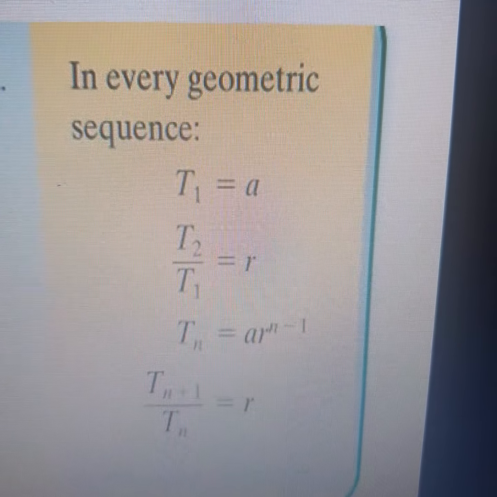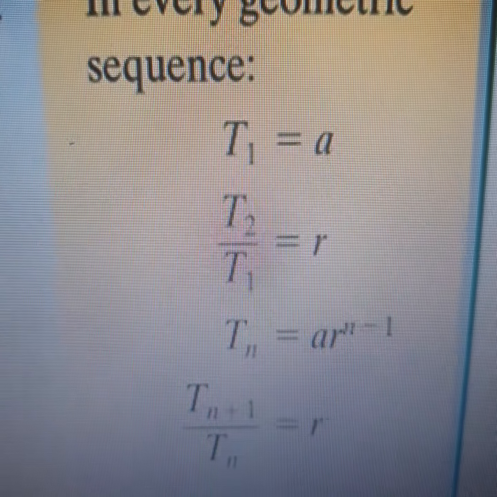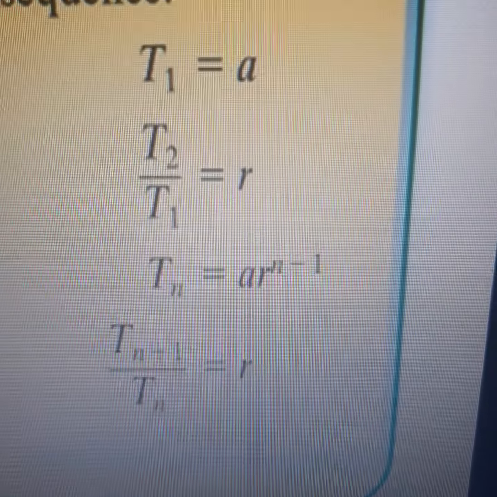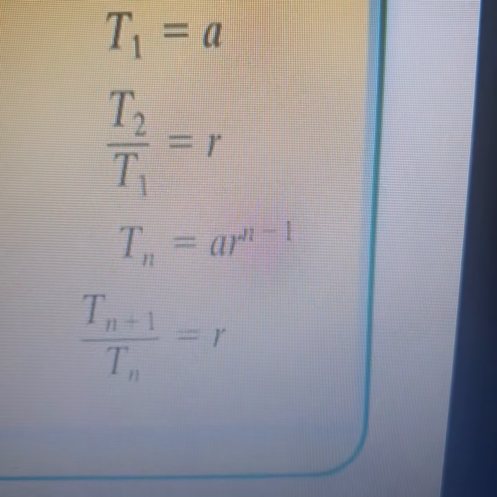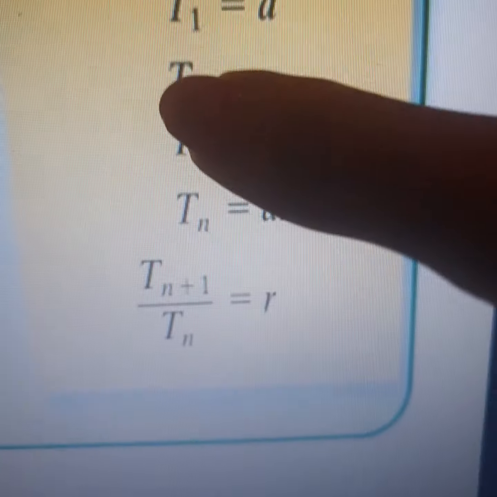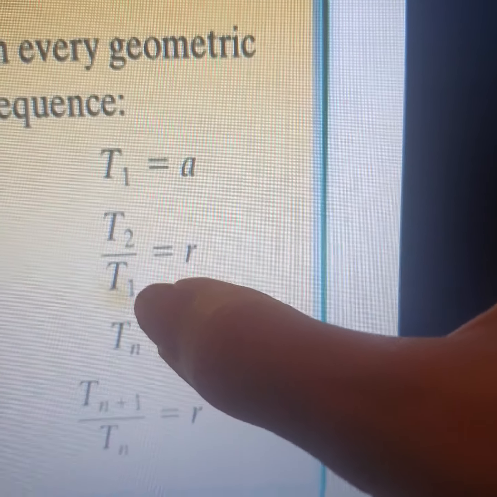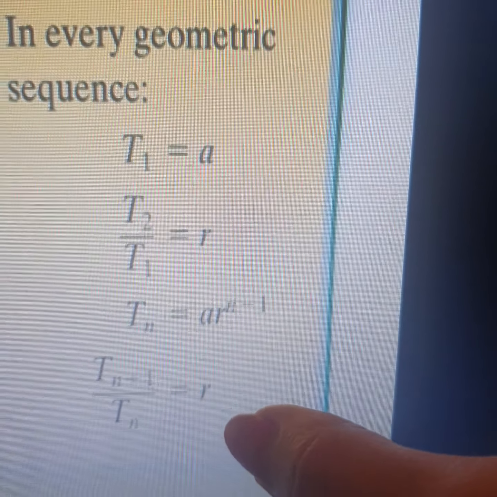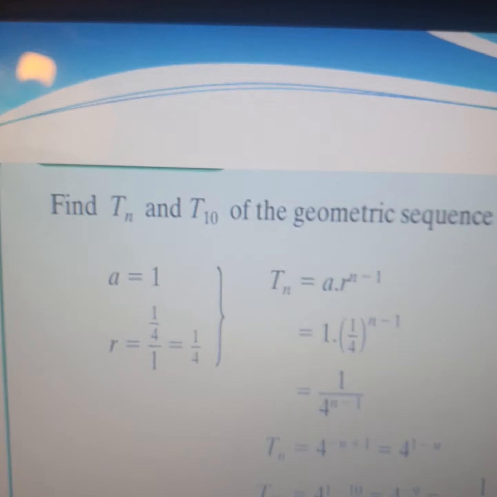T1, term 1, is equal to A. How you get the common ratio, you divide term 2 by term 1, or term 3 by term 2. The general term Tn is equal to A R to the power of n minus 1, and also Tn plus 1 divided by Tn is equal to R.